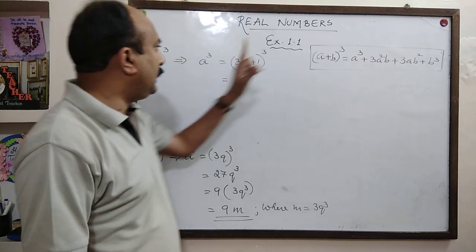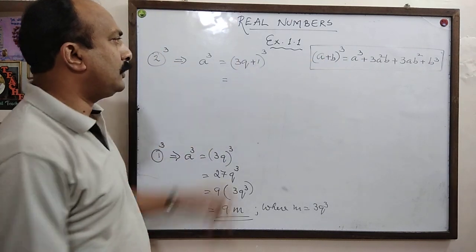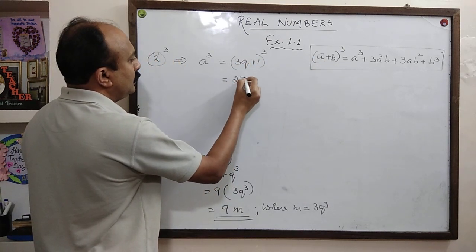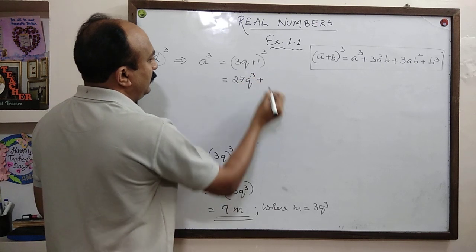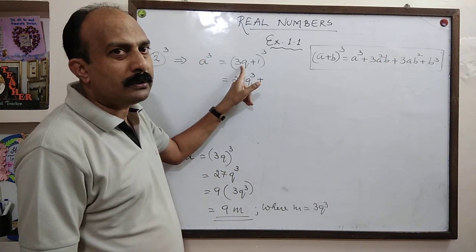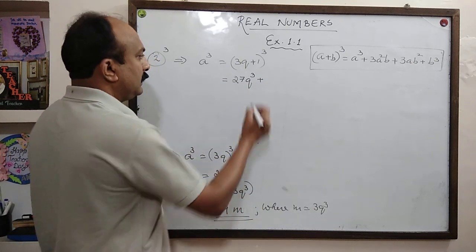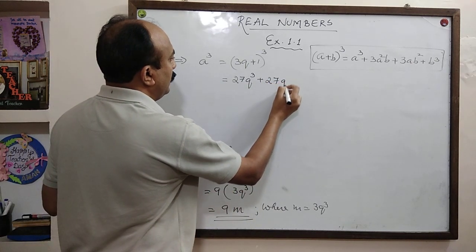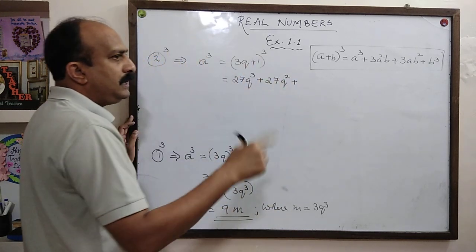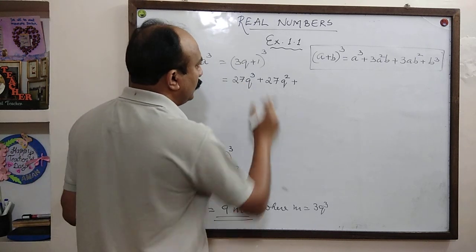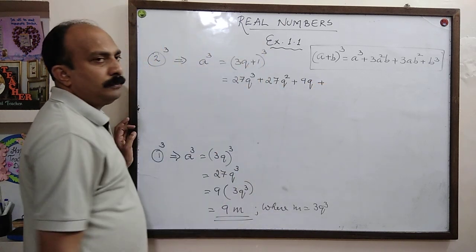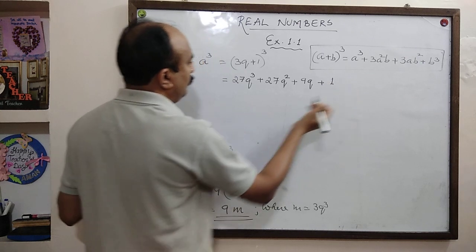Now using this identity, I am going to expand (3q plus 1) the whole cube. First one is (3q) the whole cube. This is 27q cube, plus 3 into a square into b, 3 into (3q) the whole square, 3 into 9q square, that is 27q square into b, b is 1, plus 3ab square, 3 into a 9q, 1 square 1, so it is 9q, plus b cube, b cube means 1 the whole cube, that is 1.